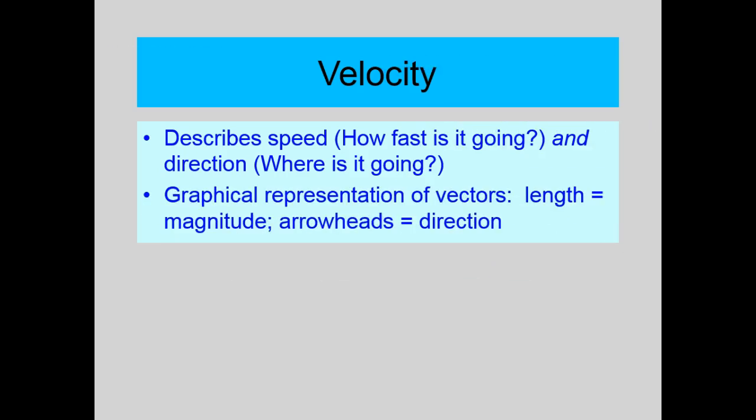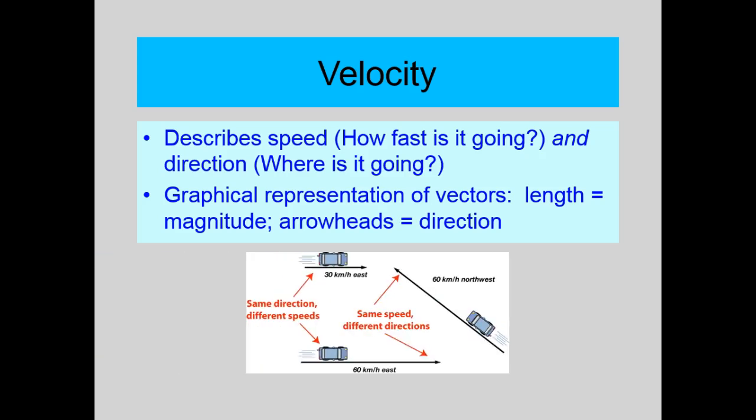The graphical representation is that of a vector for velocity. Length is the magnitude. The arrowhead would be the direction. Okay? And here are the examples of this. This would be a car traveling to the east at 30 kilometers per hour. This would be one traveling to the east at 60 kilometers per hour. Notice how they doubled the magnitude or the length of the vector.